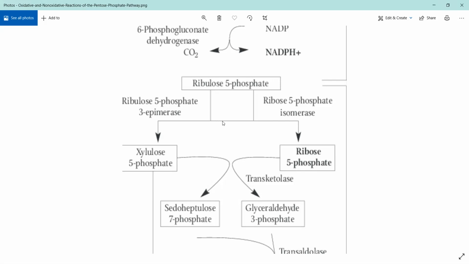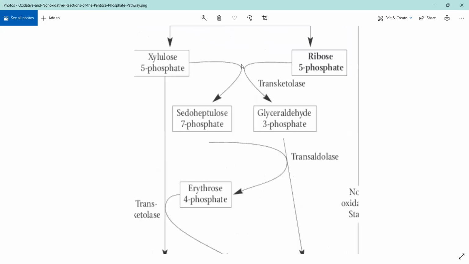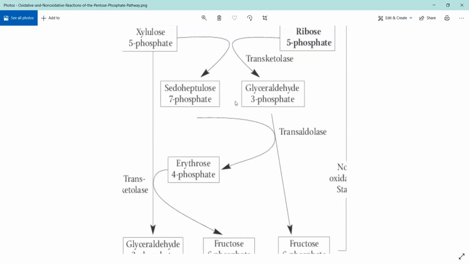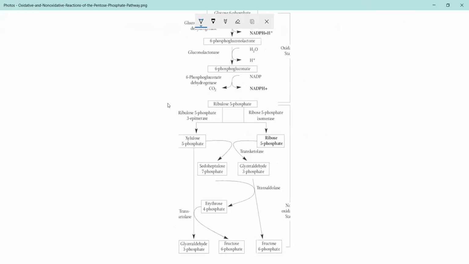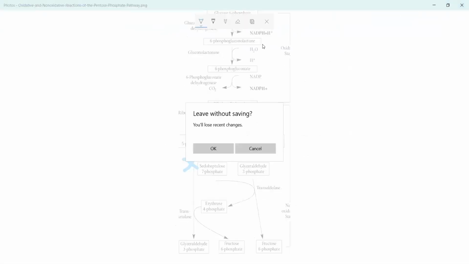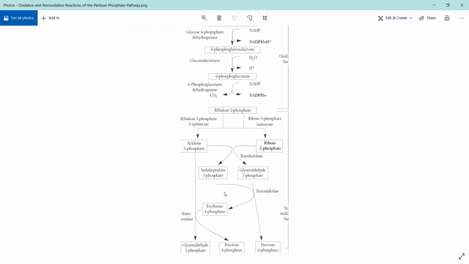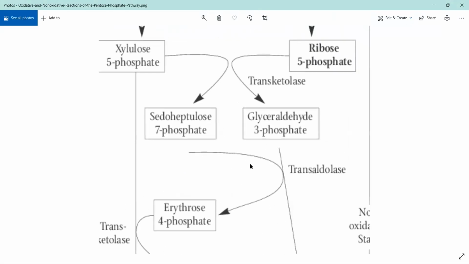Now from here the reaction will change a little bit. For now, forget about the straight line going down to glyceraldehyde 3-phosphate, I'll explain it in a bit. Just concentrate on what is happening in the middle of the image. You have one molecule of xylulose 5-phosphate and one molecule of ribose 5-phosphate, right? Both of them are 5 carbon molecules, with 2 phosphates in total.